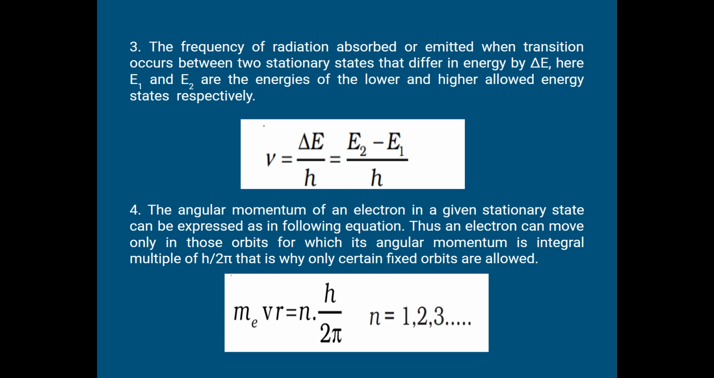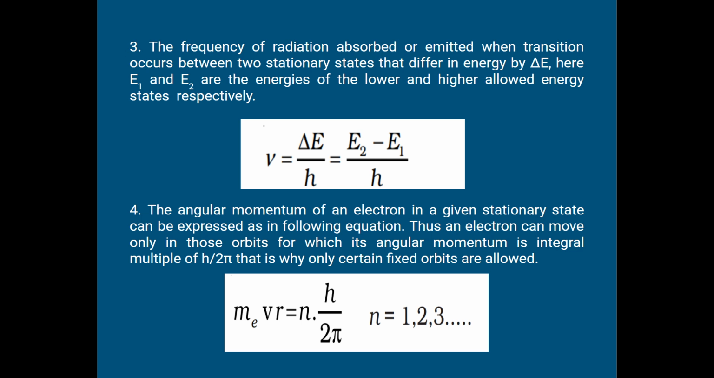Your energy difference is required between the two levels in order to calculate the frequency of that electron or that particular line of the spectra. So this is the formula used. Also, the angular momentum formula: mvr is equal to nh upon 2 pi. So angular momentum is also quantized, because it is an integral multiple of h upon 2 pi.